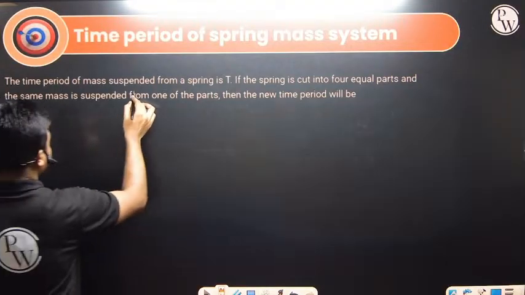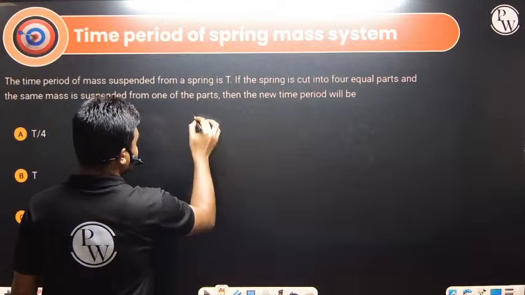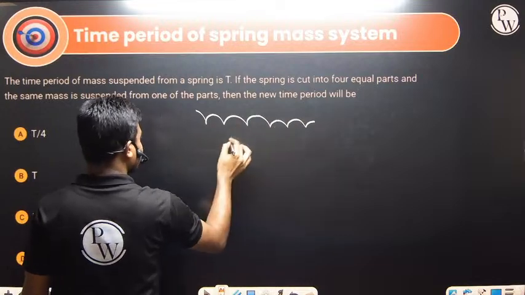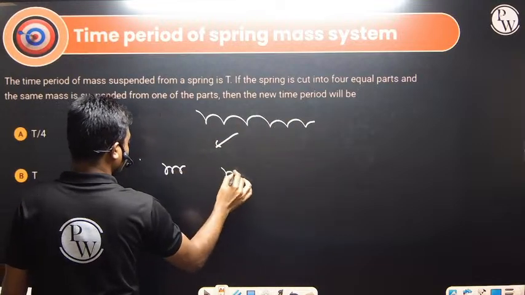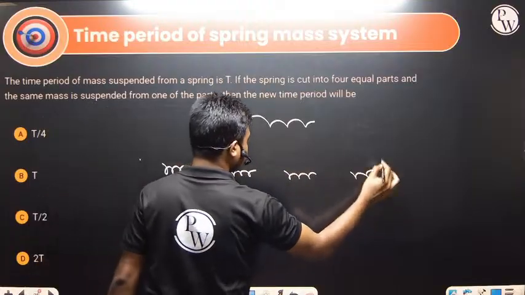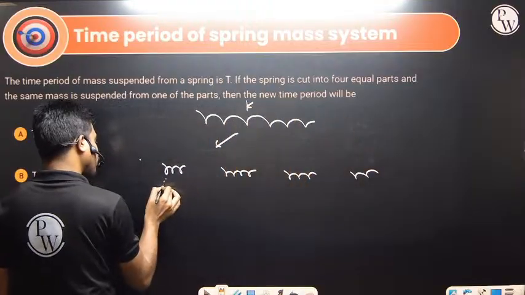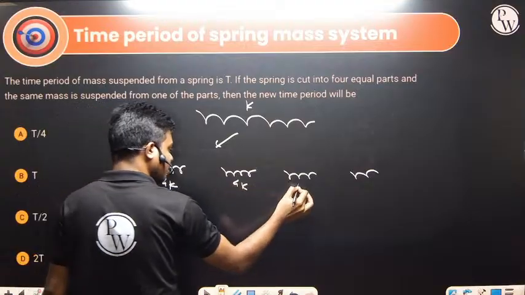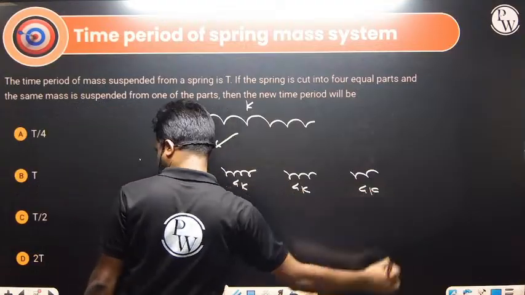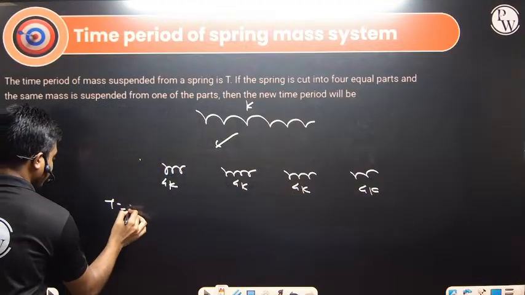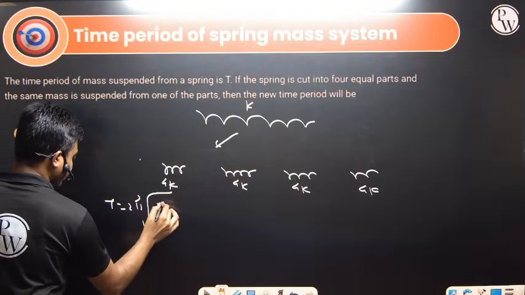So the time period of a mass suspended from a spring is T. The spring is cut into 4 equal parts: 1, 2, 3, and 4. So this one has spring constant k, and each of these parts will be 4k. So the respective time period is given by 2 pi under root m by 4k.